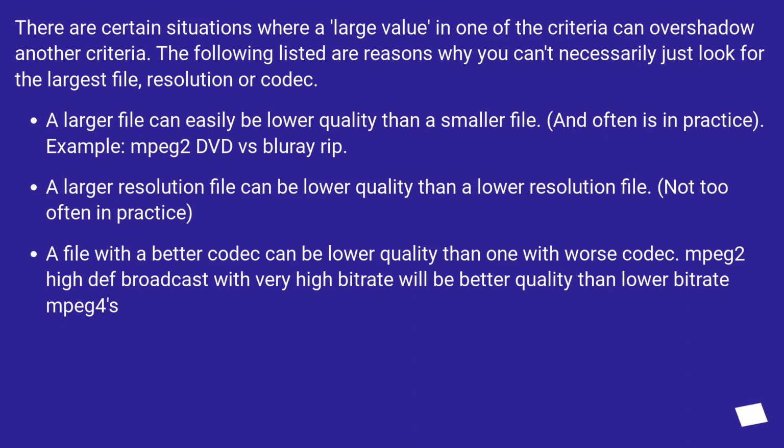A larger resolution file can be lower quality than a lower resolution file. Not too often in practice. A file with a better codec can be lower quality than one with a worse codec. MPEG-2 high-def broadcast with very high bitrate will be better quality than lower bitrate MPEG-4s.